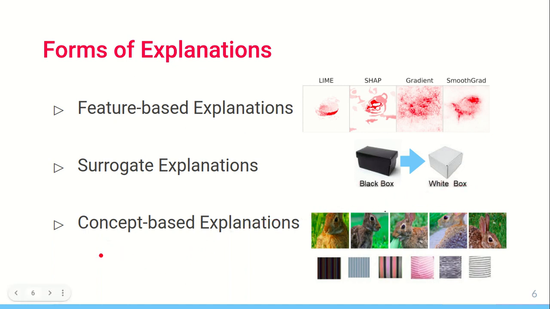And another way of explaining networks is using explanations based on high-level concepts. For example, a face, a rabbit, and a stripe concept. Now let's see what is the problem when these methods are applied in the medical field, especially in the case of skin lesion.